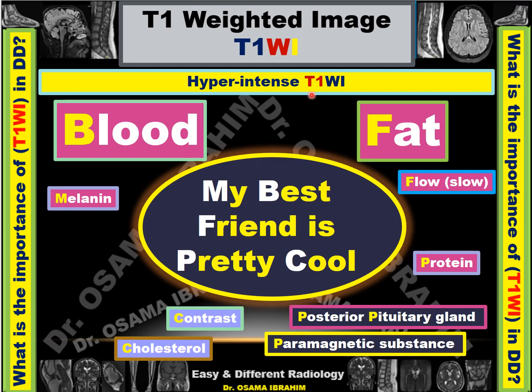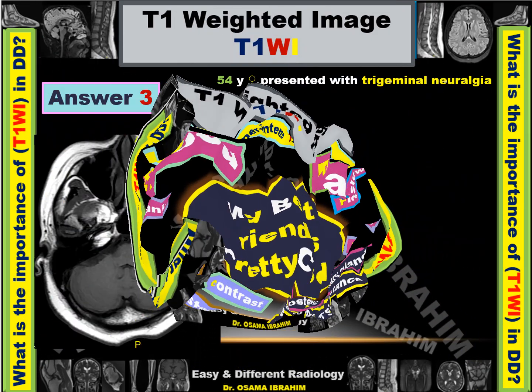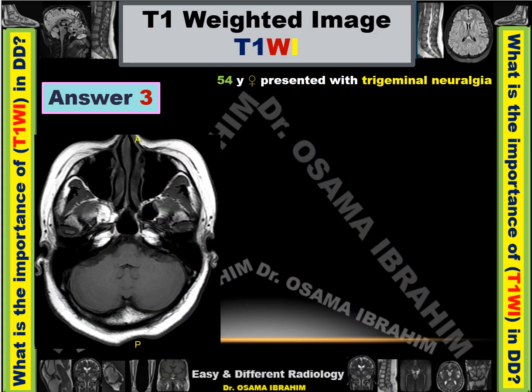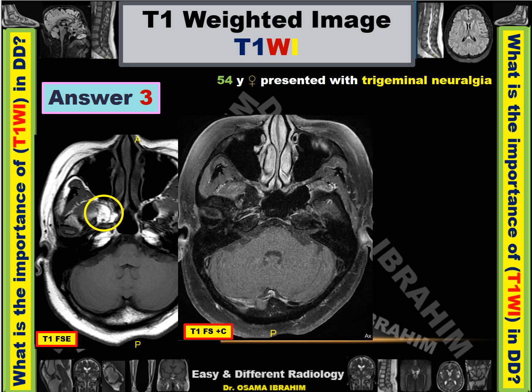Anyway, we have a hyperintense T1 weighted image. So if we go into the differential diagnosis of high signal in T1 weighted imaging, my best friend is pretty cool. So this is the T1 weighted image, fast spin echo, showing a high signal lesion in the T1, representing maybe fat. I need the best friend sequence for the T1, which is called the fat suppression sequence.